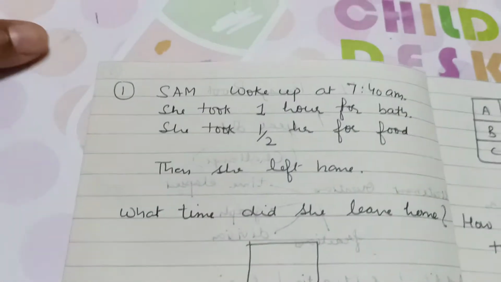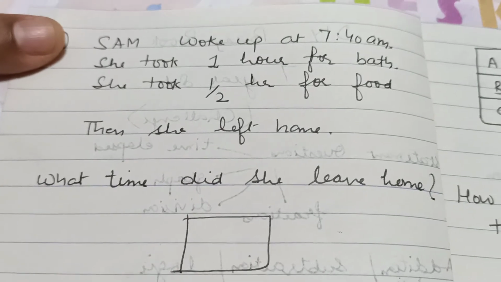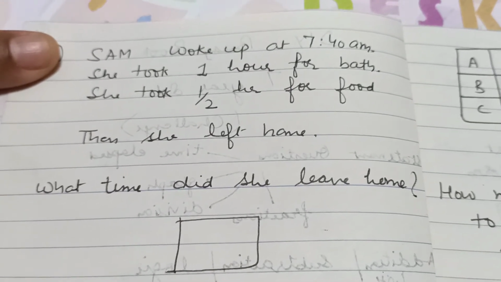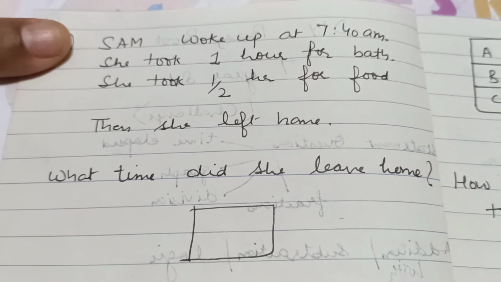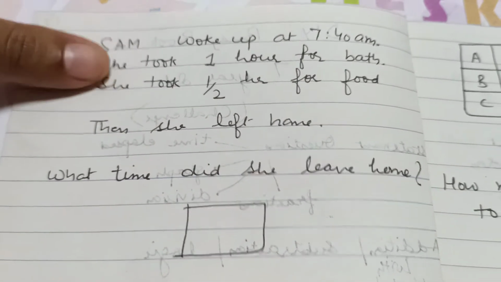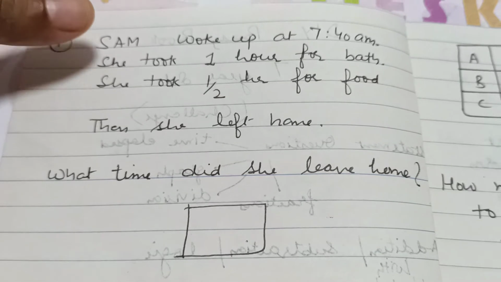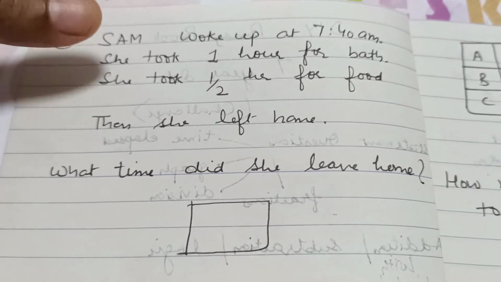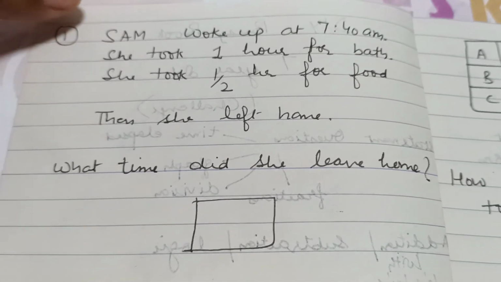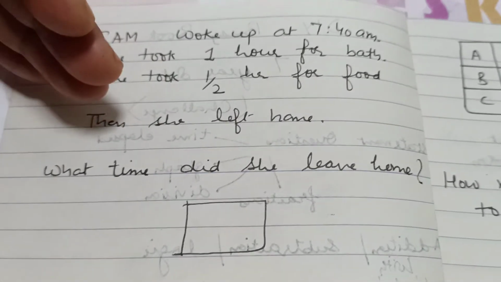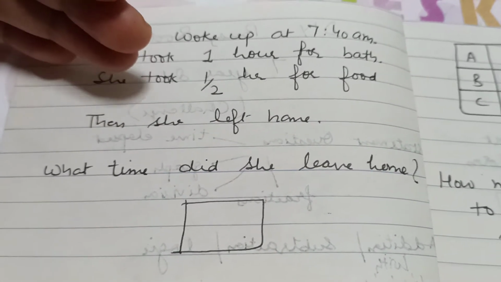So Sam woke up at 7:40 a.m. She took 1 hour for bath. She took half hour for food. Then she left home. What time did she leave home? We do these questions verbally because, like, this is the time, this is 5:40 p.m. You will take 30 minutes to eat, or half an hour to eat food. What time can you leave? We do these questions verbally already. She is doing good at them verbally.